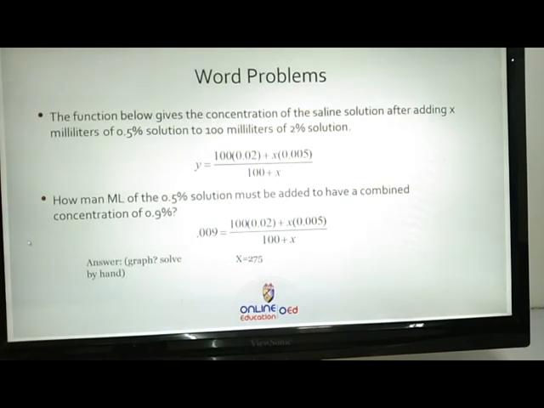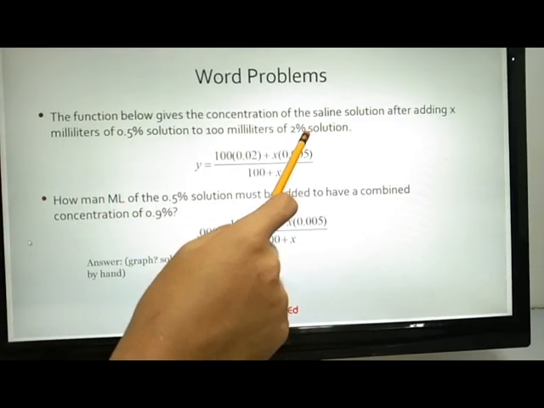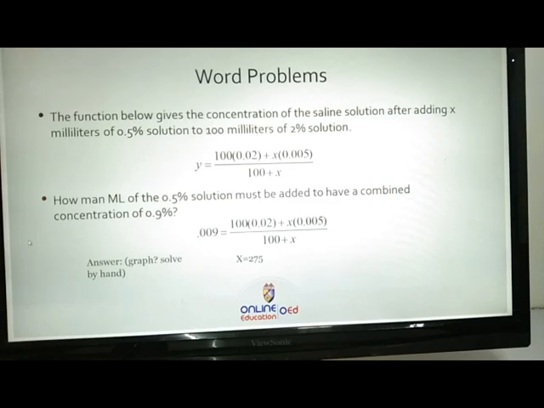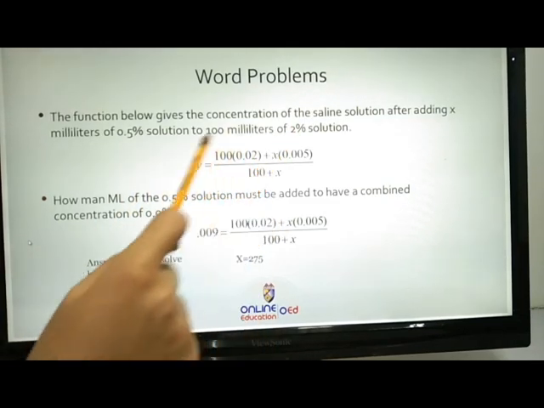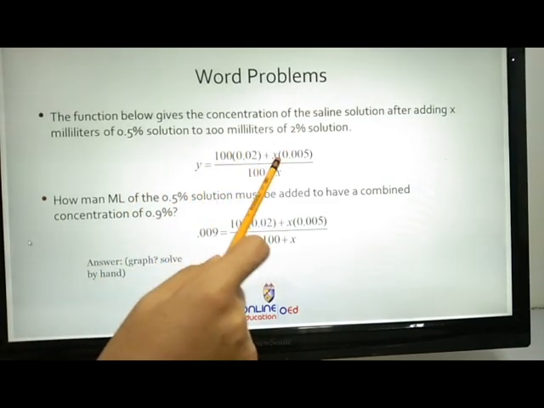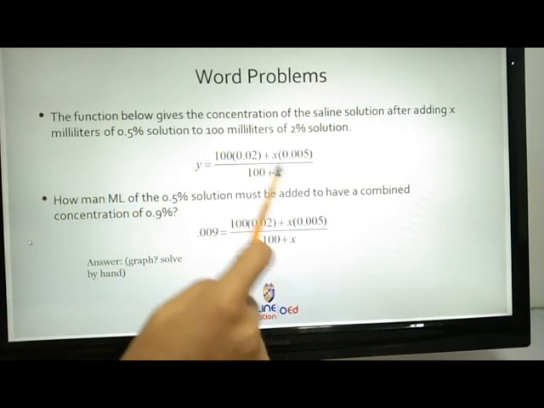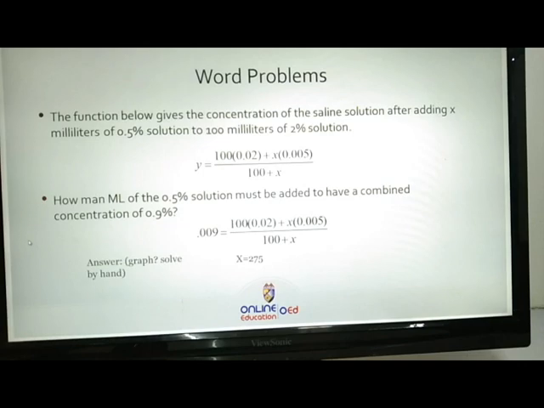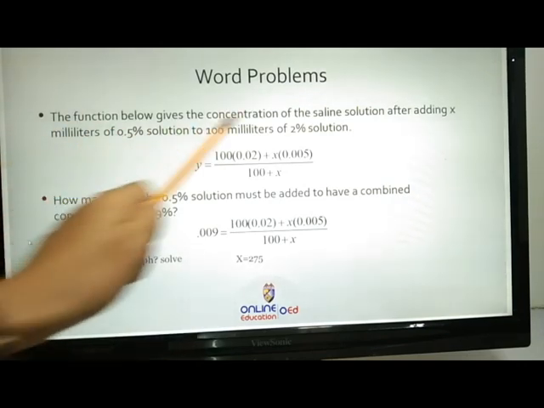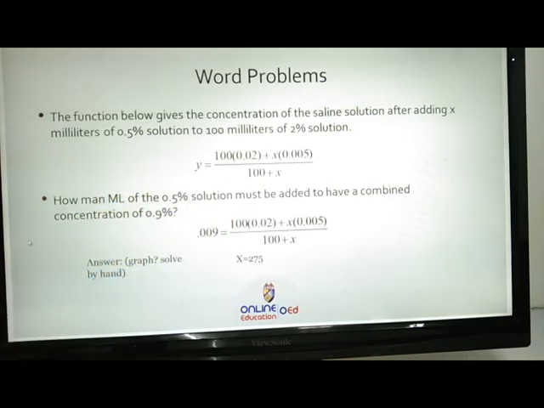For this kind of problem, we are mixing different kinds of solution, the 0.5% and 2% solution. For 2% solution, 100 milliliters yung in-add. And for 0.5% solution, undefined. Hindi natin alam kung ilan yung in-add na solution. So ganito yung function na given if you are trying to compute for the concentration of the saline solution.